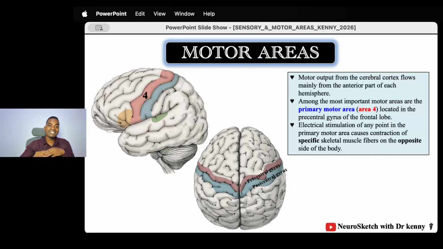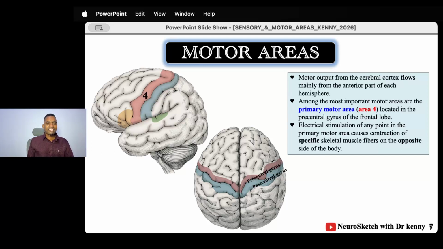And the motor areas are easy. These are the ones that are doing the movement. The motor areas are divided into the primary motor area and secondary motor areas, but today we're only dealing with the primary motor area. We've talked about it a thousand times: the primary motor area is sitting in the precentral gyrus, the gyrus before the central sulcus, and that is Brodmann area number 4.